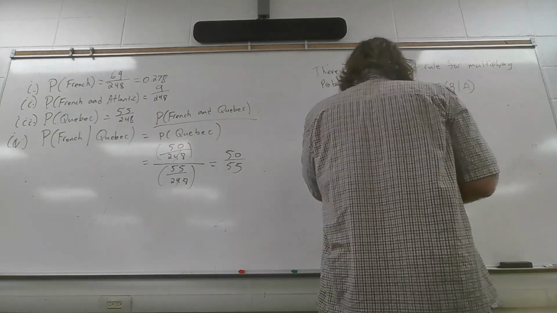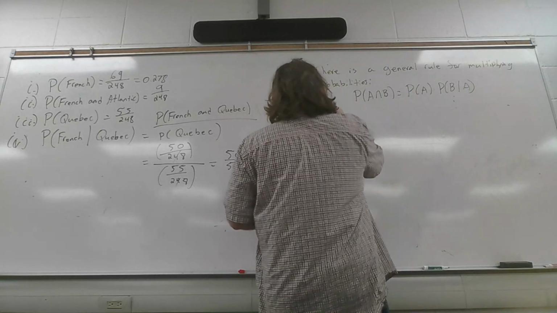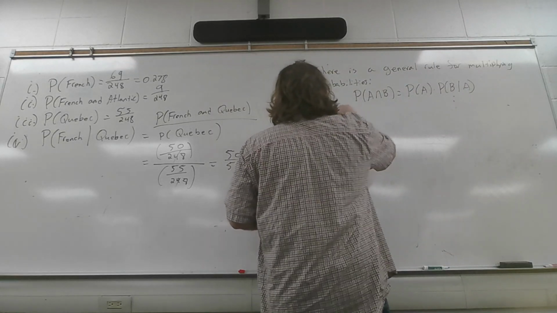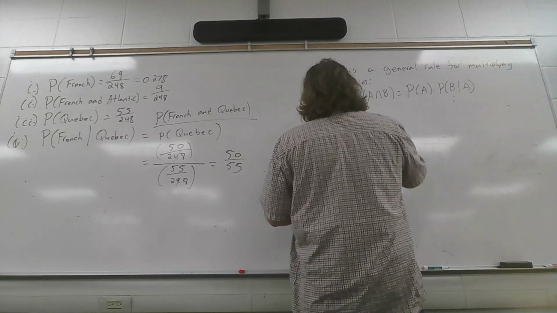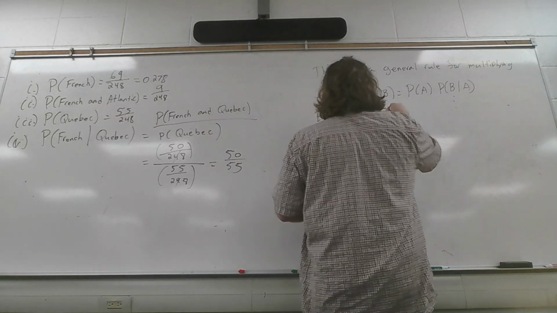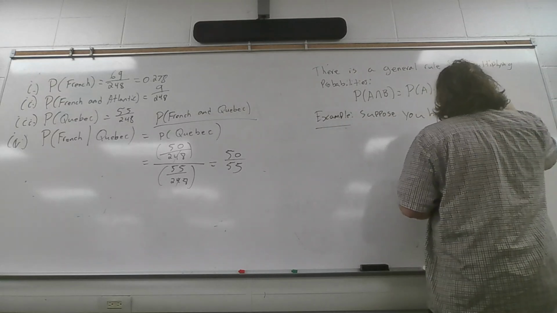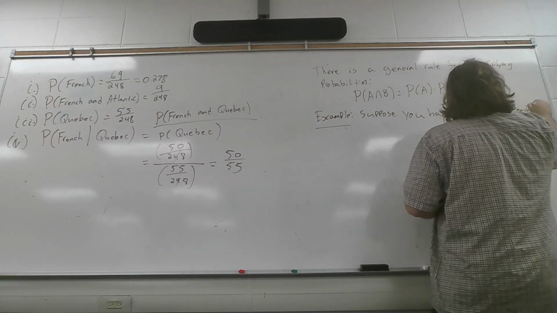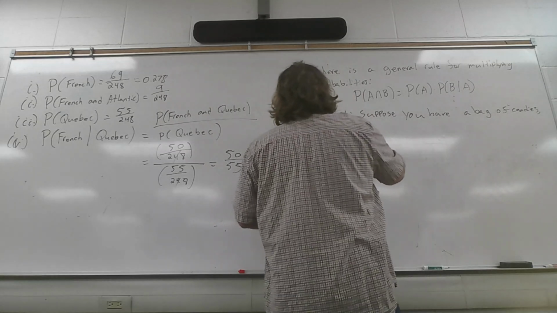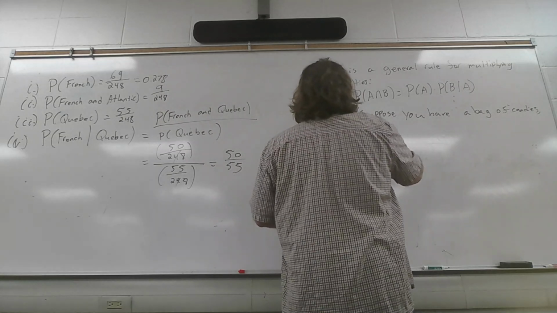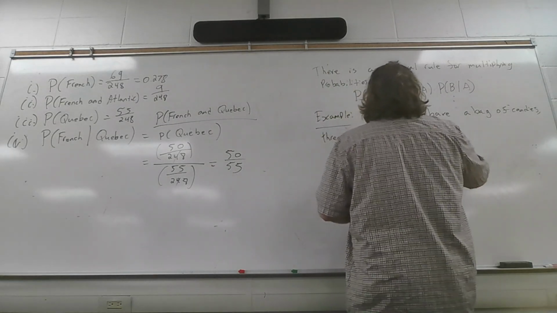So let me just do an example here. And it kind of shows off this probability here. So suppose you have a bag of candies. Three gummy worms. I'm just going to call it gummies. I don't care. The worms or whatever you want. And 4 licorice.